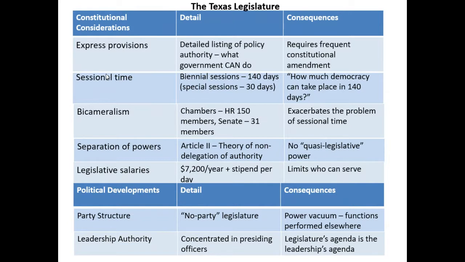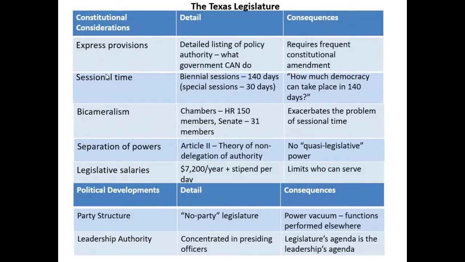Now, who are the presiding officers? The Speaker of the House of Representatives and the Lieutenant Governor in the Senate. Historically in Texas, they have exercised significant authority. And it's largely the result of this power vacuum that's created. It's not because speakers and lieutenant governors are particularly power grabbing or dictatorial.